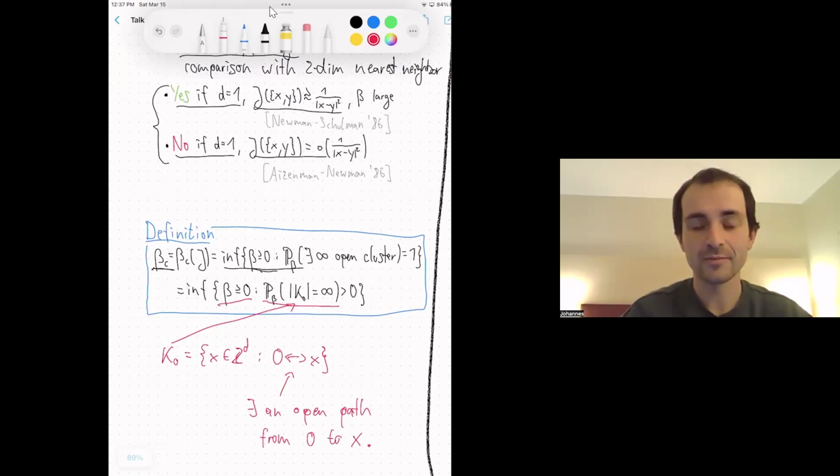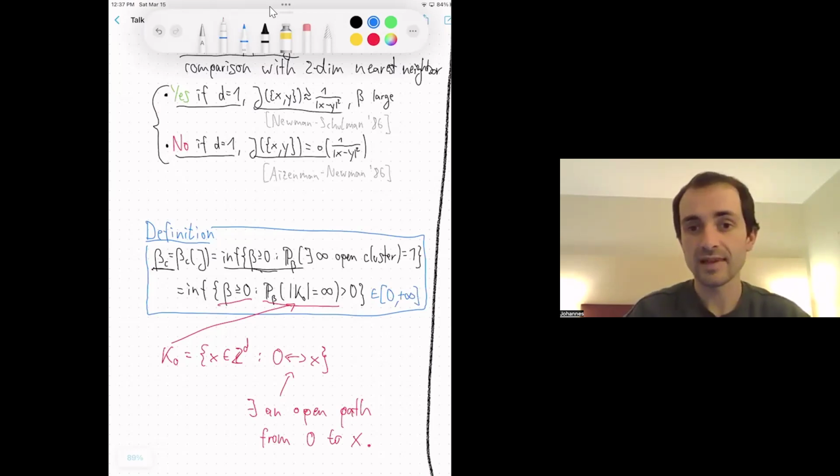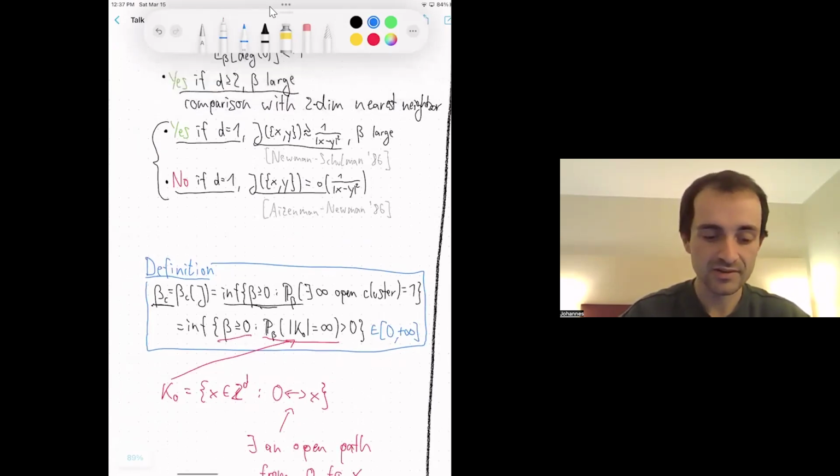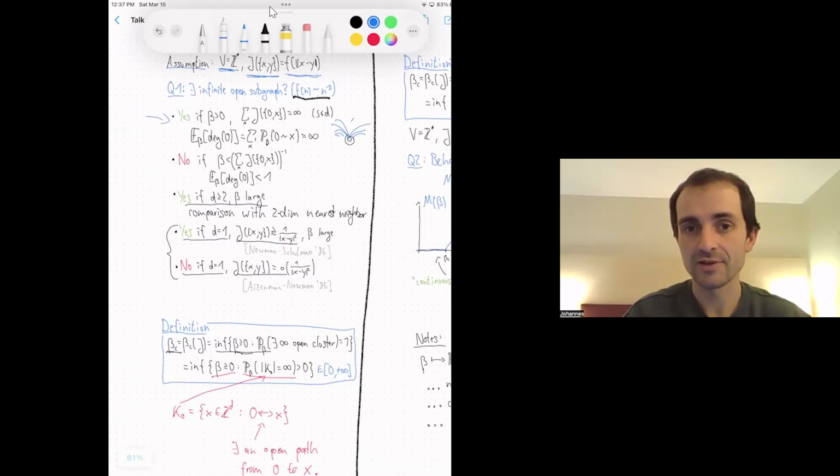As I said before, because of monotonicity, we can define this critical value. Note that this critical value in general is between 0 and plus infinity. So it can be 0 and it can be plus infinity. It's 0 exactly when we are in this case here: when the expected degree equals plus infinity for every positive beta, then the critical value is 0. And beta c equals plus infinity if you have a model that never has an infinite open cluster. But typically we are interested in percolation in the case where beta c is strictly between 0 and infinity, so when it's a positive real number.